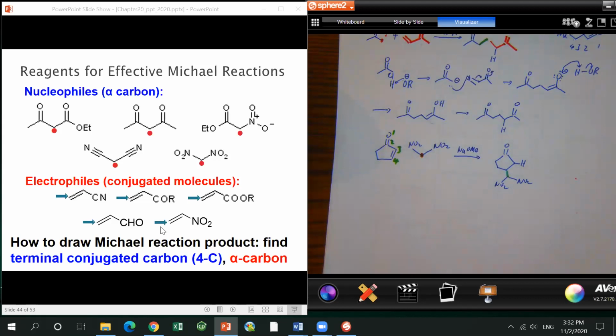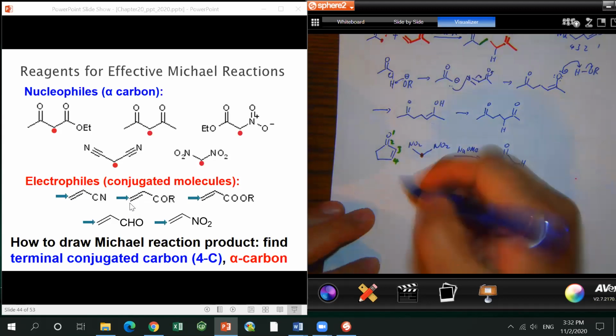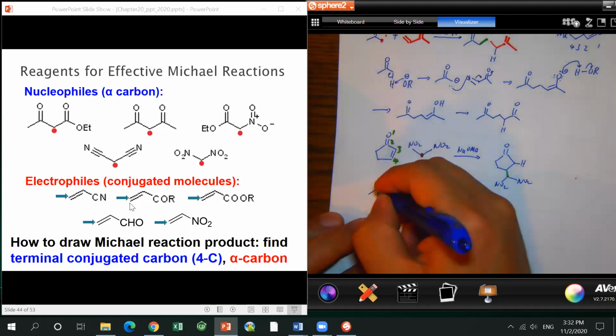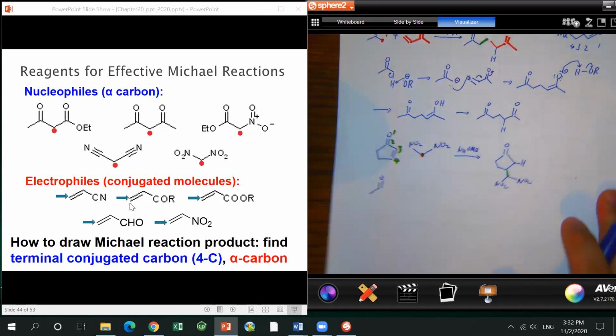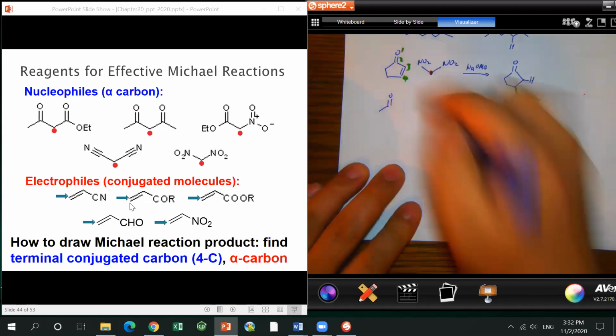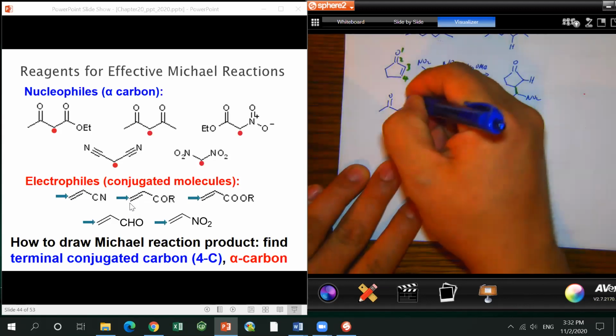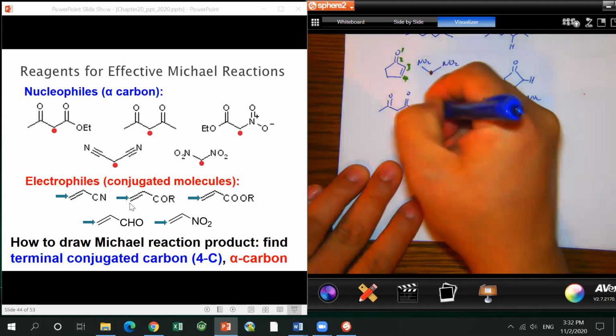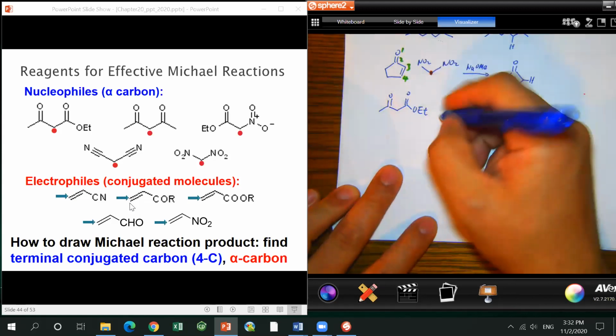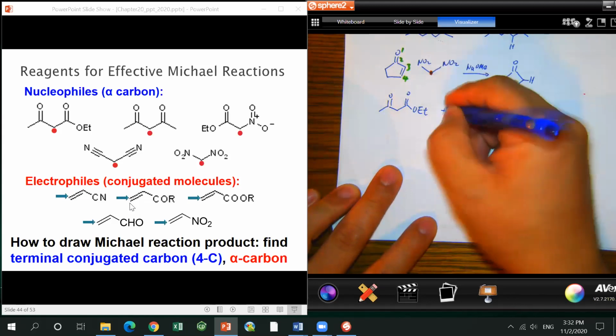make sure that you find the terminal carbon 4 from the conjugated system, and then the alpha carbon from the nucleophile, and you build a bond between these two. All right, let me give you one example. Quite often students count the wrong number of carbons for the Michael addition. All right, so we have this one, plus this.